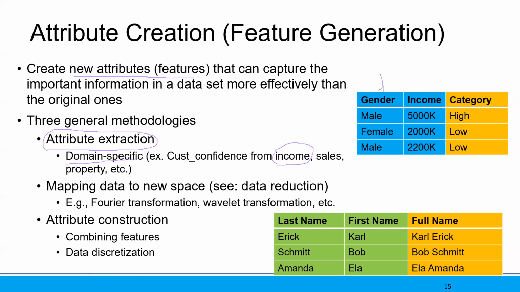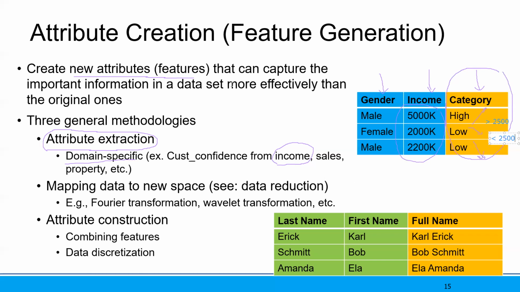For example, I have this data: gender and income, and I want to create a new attribute, category. I think income is difficult to understand because it has a very big gap, for example. So I want to make a category. If the income is higher than 2,500, it is high. If it is lower than 2,500, it is low. This is also one example of attribute creation.